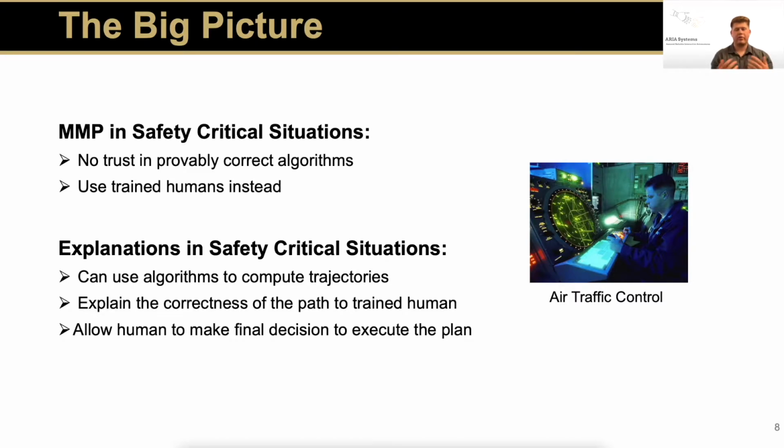Specifically, we could use algorithms to compute motion plans, explain the correctness of the plan to a human expert, and then allow a trained human to make the final decision to execute the plan. The goal of our research is to bring this ideal scenario to life by enabling MMP algorithms to explain their solutions to human supervisors. In order to reach this goal, we must first incorporate explanations into the classic MMP problem.